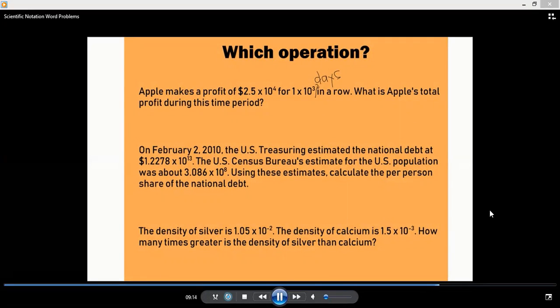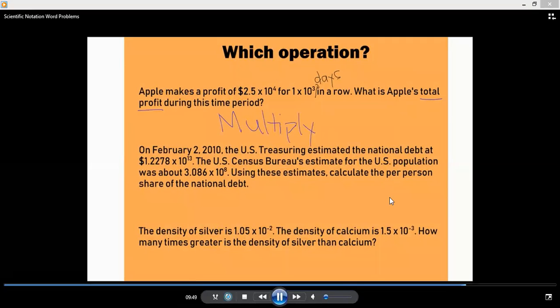So in these questions, which operation? Look at the question at the top. I'm talking about which operation, because you have to recognize according to the words you have in the question which operations you are going to use to find the answer. So as I said, for the first question, it should be multiply.